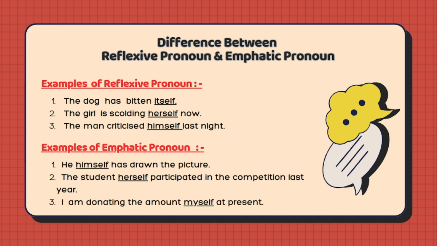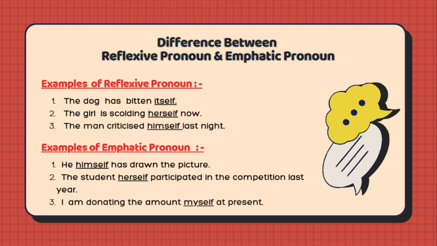First example, the dog has bitten itself. In this sentence, the dog is the subject, has is the helping verb, bitten is the main verb 3. The sentence is in present perfect, active voice. Itself is the object in this sentence. So the first condition is fulfilled.